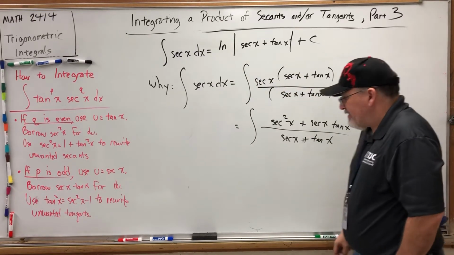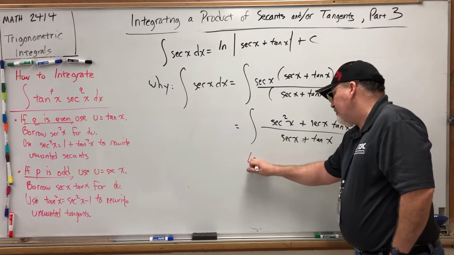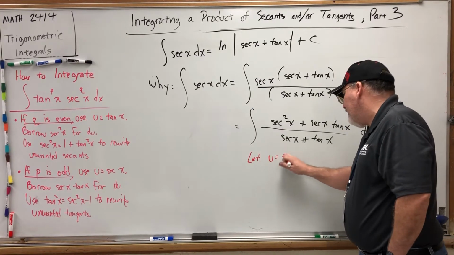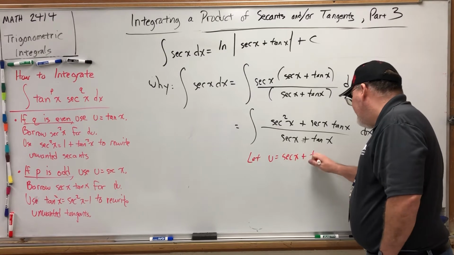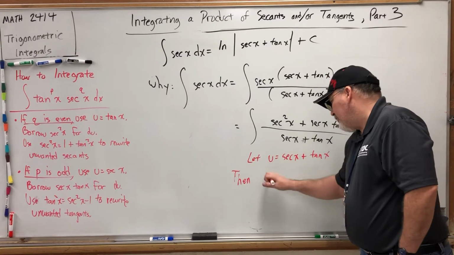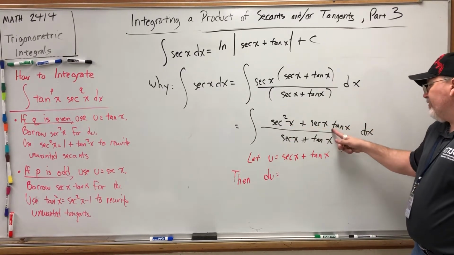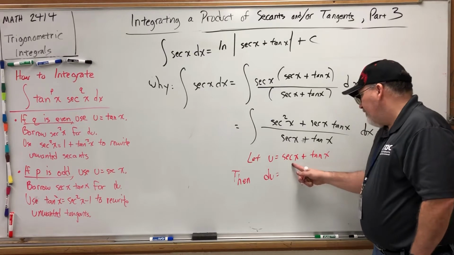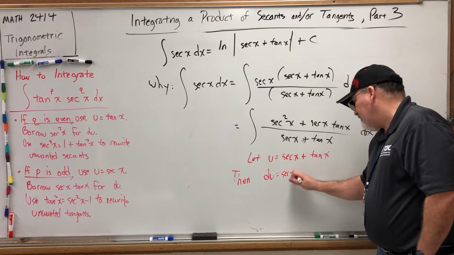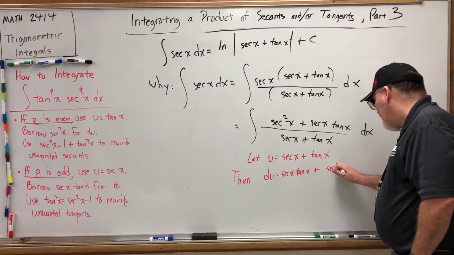So where does this get us besides making it look like a total mess? Well, a nice little substitution is to let u equal the denominator. Let u equal secant x plus tangent x. Because remember what I said as I was writing the numerator? That this is the derivative of tangent and this is the derivative of secant. Well, the derivative of secant is secant x tangent x. The derivative of tangent is secant squared x.